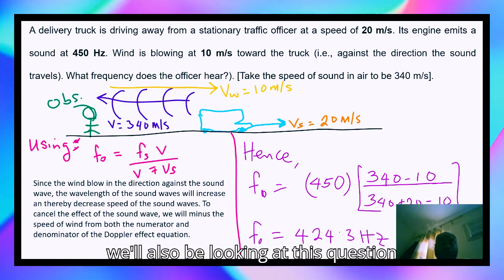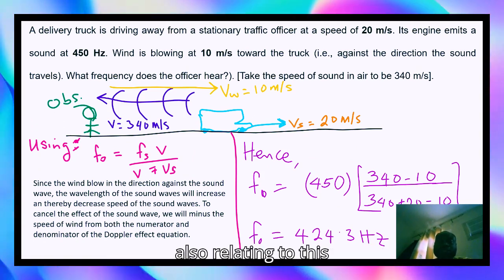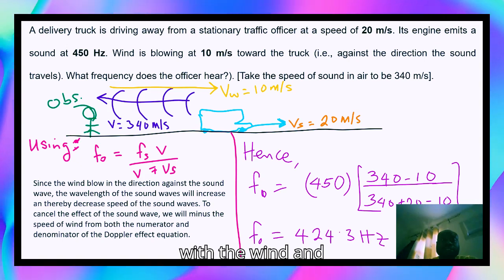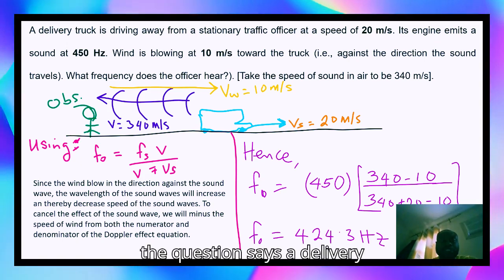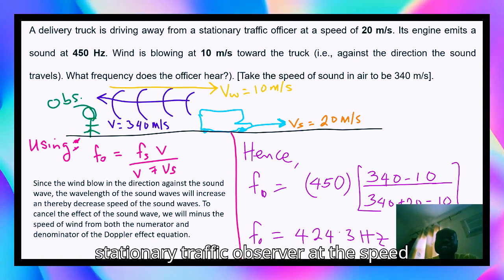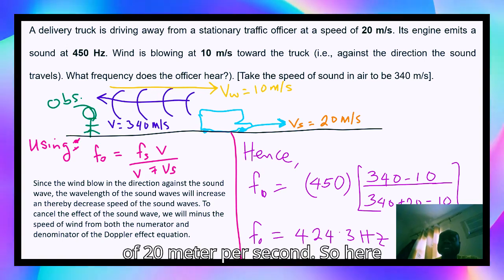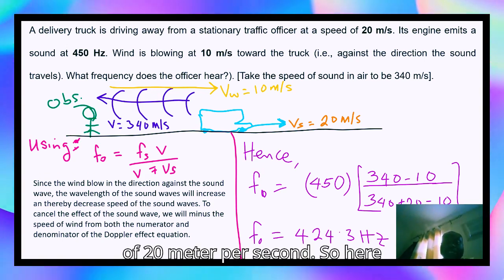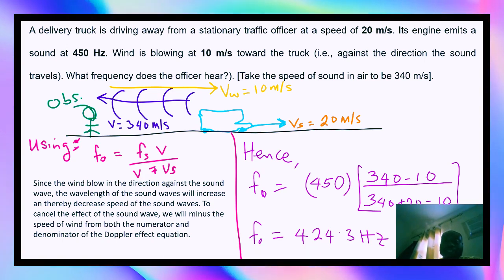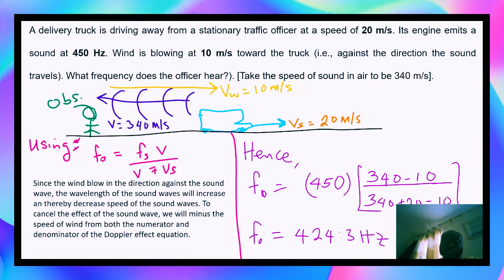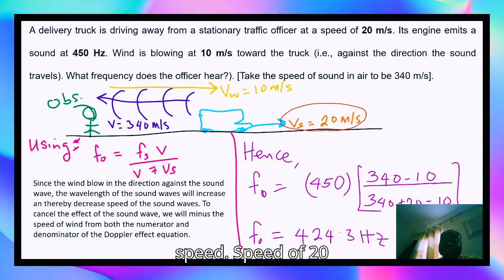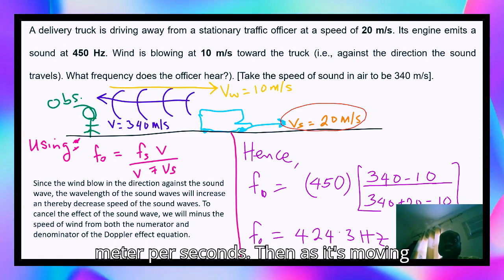Okay, we'll also be looking at this question relating to the Doppler effect with wind, and the question says a delivery truck is driving away from a stationary traffic observer at a speed of 20 meters per second. So here we have the delivery truck, moving with a speed of 20 meters per second.